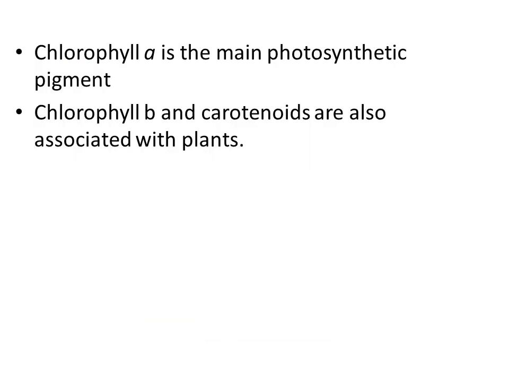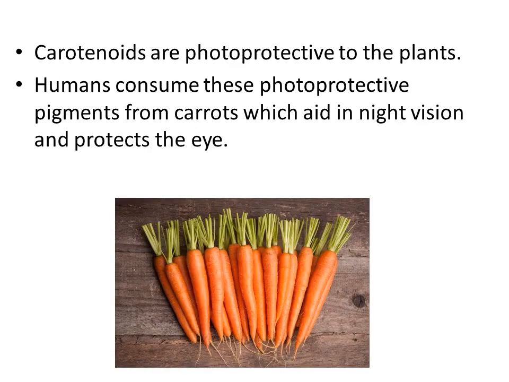Chlorophyll A is the main photosynthetic pigment that is in plants. It's the most important. Chlorophyll B and carotenoids are also associated with plants. We'll show you how chlorophyll A is very important later. Carotenoids are very important because they are photoprotective to the plant. We as humans utilize this photoprotectiveness because we eat carrots and it will protect our eyes and it will aid in night vision.